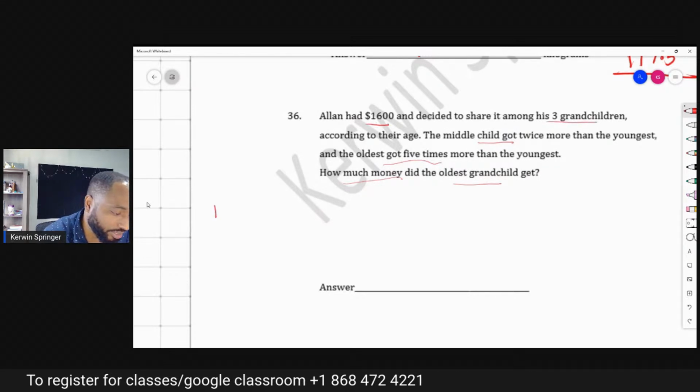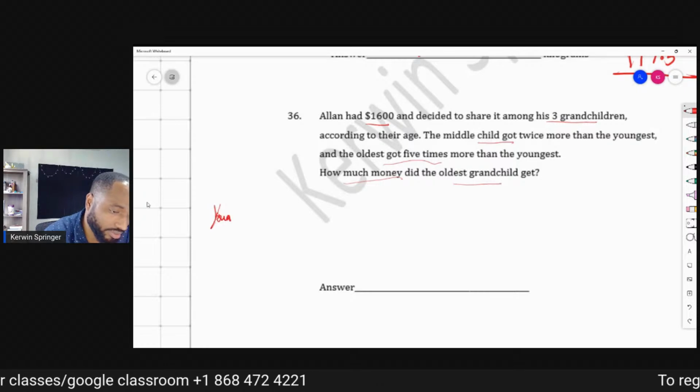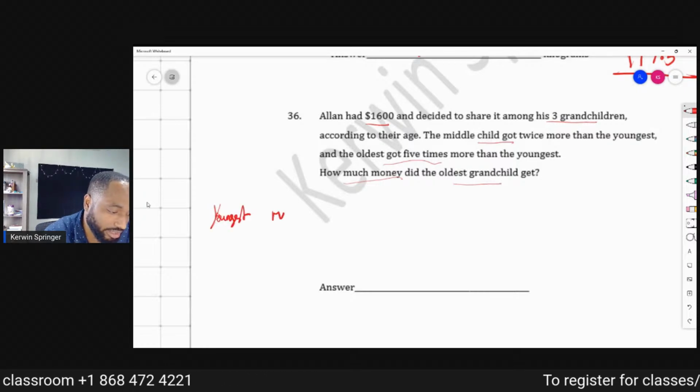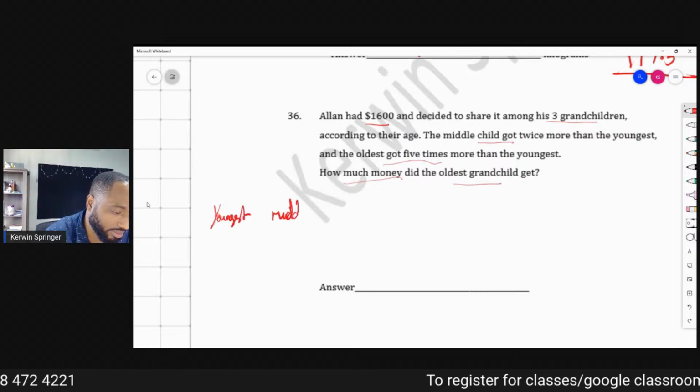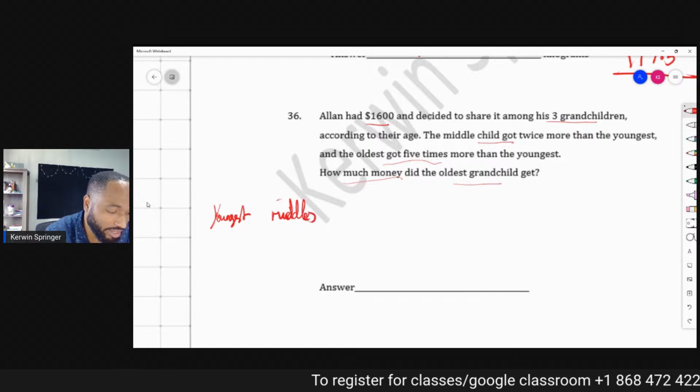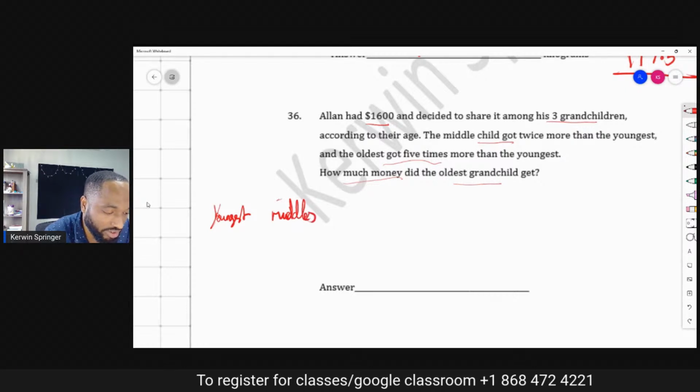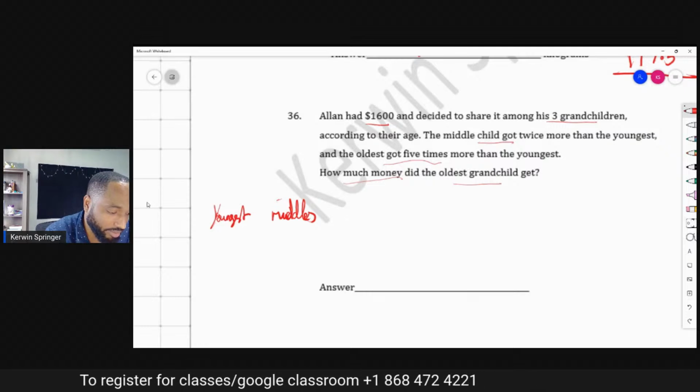So we have a youngest. You have a middle. I'm a middle. Any middle children here? Middles. And we have the oldest.